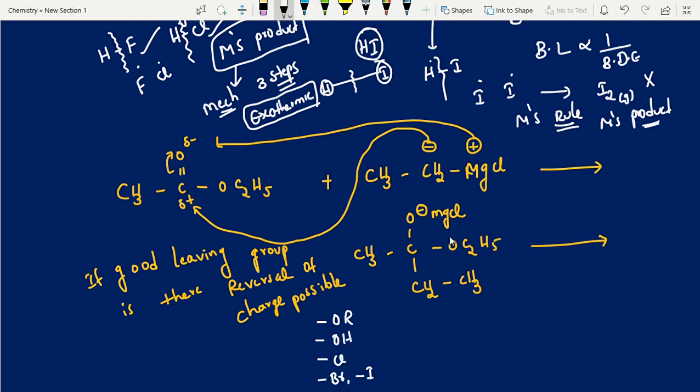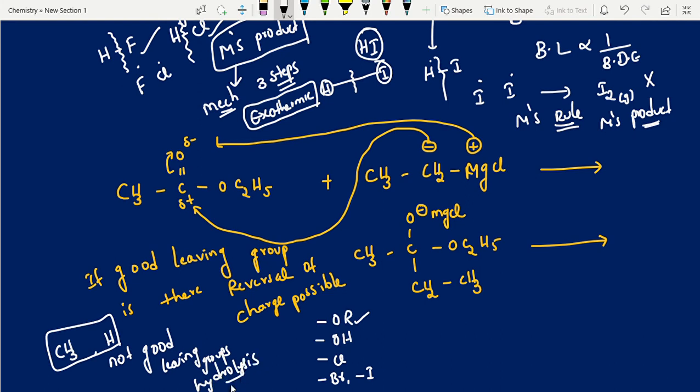See, this is OR group, so yes, it is a good leaving group, right? The methyl group and hydrogen are not good leaving groups. If these two are there, reversal of charge is not possible, and it is not a good leaving group, then just hydrolysis. The last step is hydrolysis.